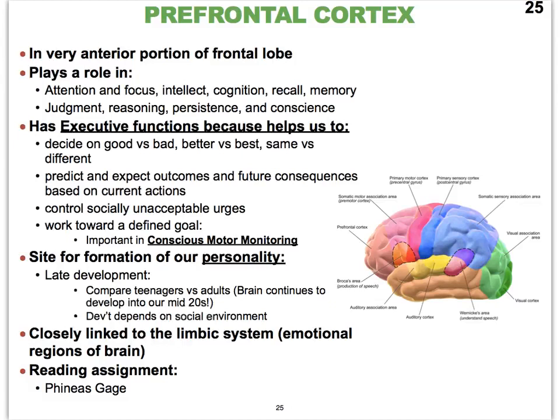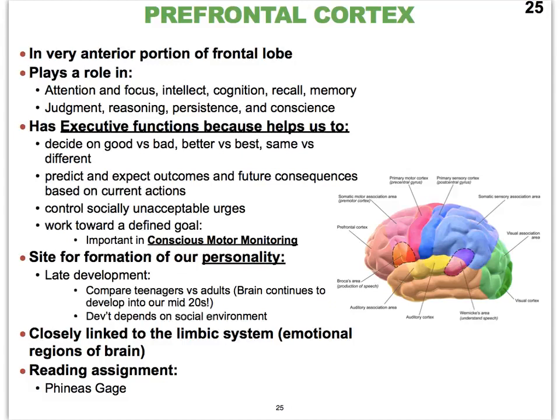And we also use this part of our brain to ambitiously work towards a defined goal. So we refer to that as conscious motor monitoring. In other words, we can continuously, consciously, voluntarily decide which motor functions to use to reach a particular goal.